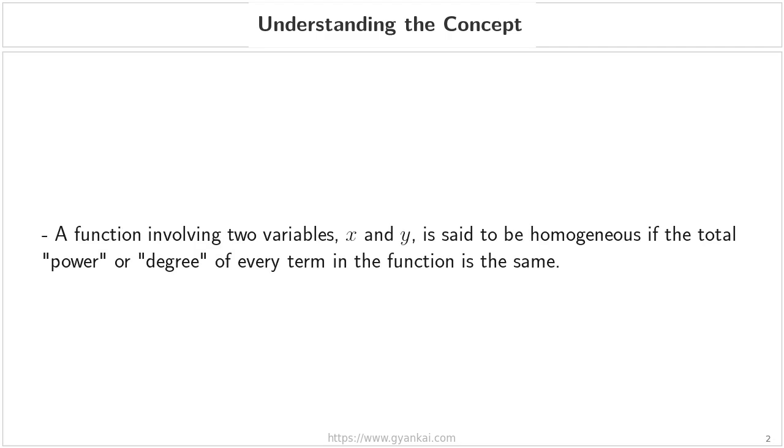Understanding the concept. First, let's look at the basic idea. If you have a function that involves two variables, x and y, we call it homogeneous if the total power, or what we call the degree, is exactly the same for every single term in that function.